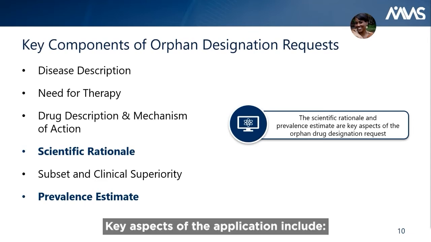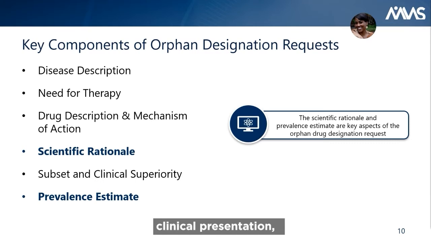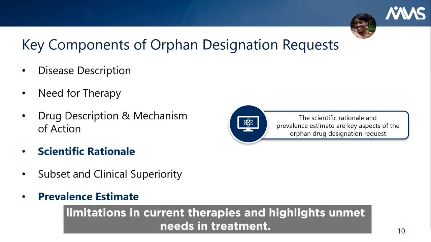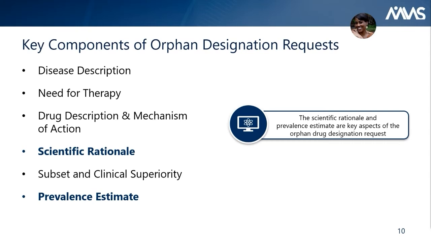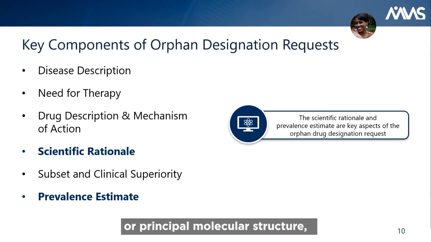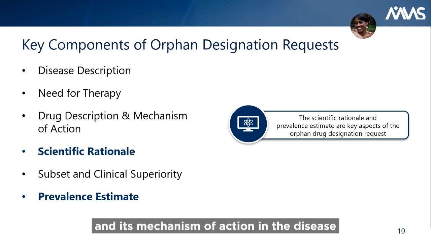Key aspects of the application include the following: a description of the rare disease or indication for which designation is being requested. This is an overview of the disease definition, etiology, clinical presentation, signs and symptoms, diagnostic methodologies, and current therapies. The need for therapy section describes limitations in current therapies and highlights unmet needs in treatment. A brief description of the drug, specifically the active moiety or pharmaceutical ingredient or principal molecular structure and its mechanism of action in the disease.